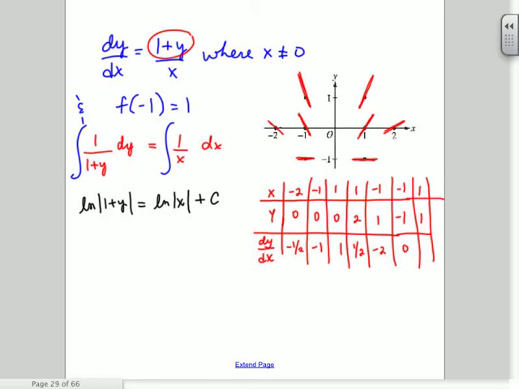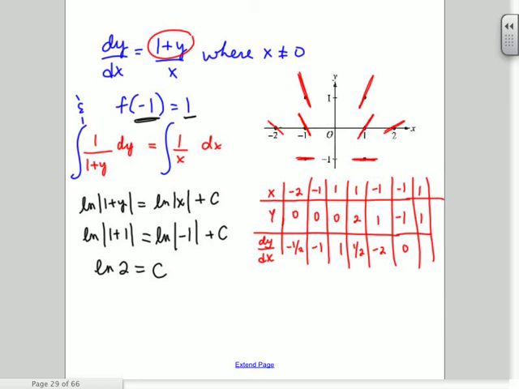If I'm going to find c, I'm going to plug in my initial condition -1, 1. So I have natural log of 1 plus 1 equals natural log of absolute value of -1 plus c. So you get natural log of 2 equals natural log of 1, which is 0, plus c. So you plug it into your first equation then? I always do. You can plug it into the equation you get once you solve for y. That's fine, but it's just a little bit messier because your c is changing along the way.